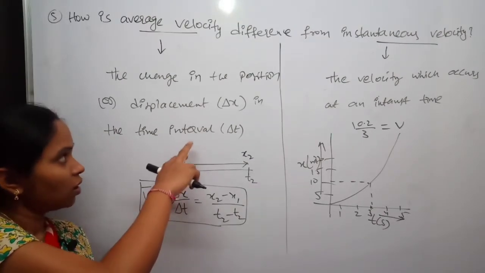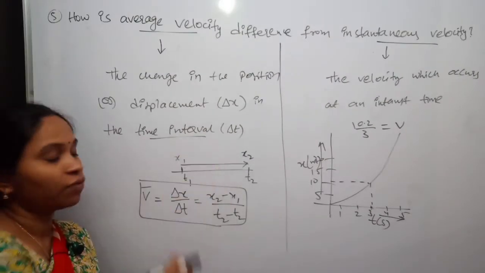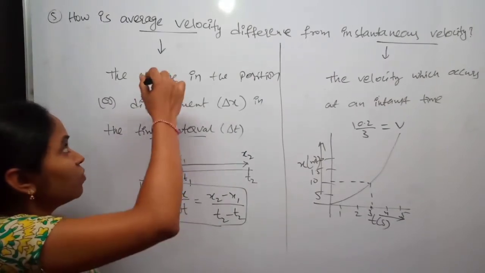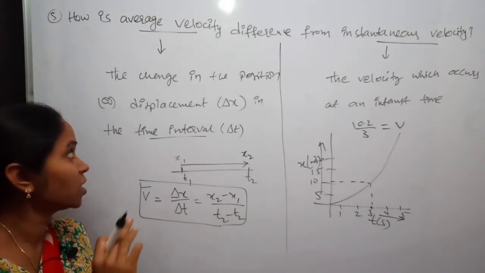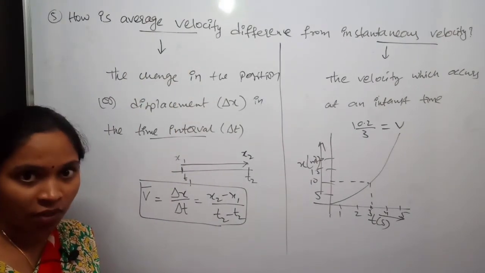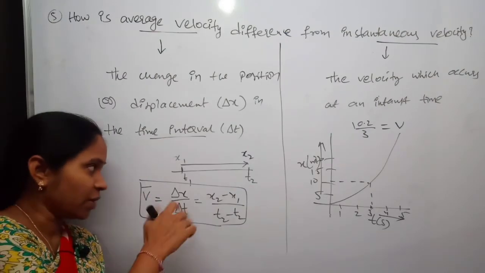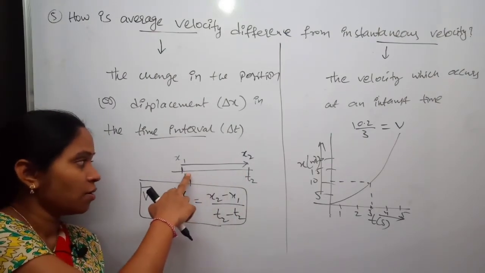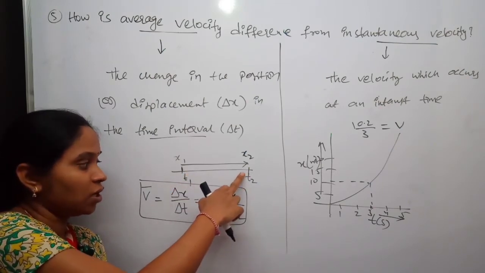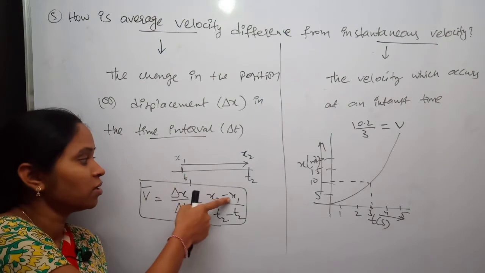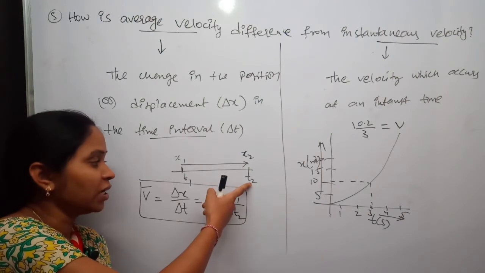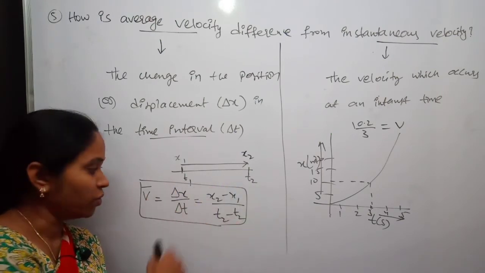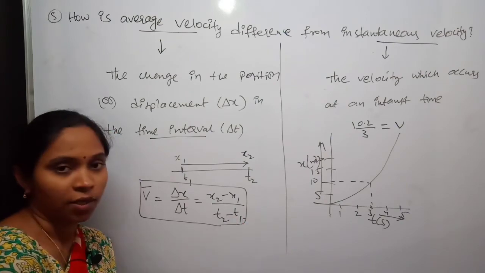So the difference is, in an interval of time, what is the velocity of the object is known as average velocity. If you subtract the initial position of the car from the final position of the car, divided by final time minus initial time, you will be able to find out the average velocity.